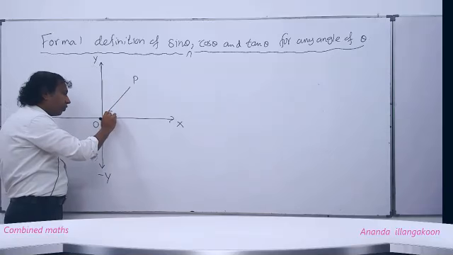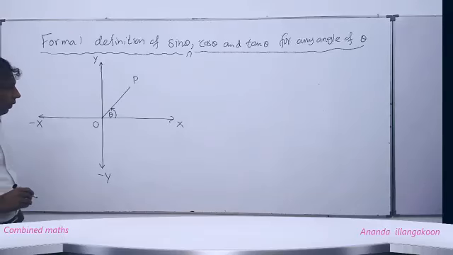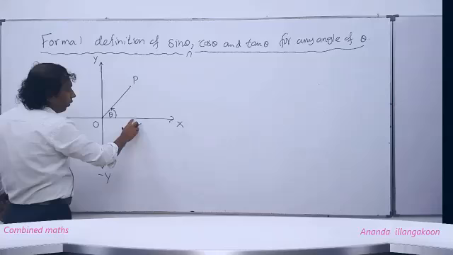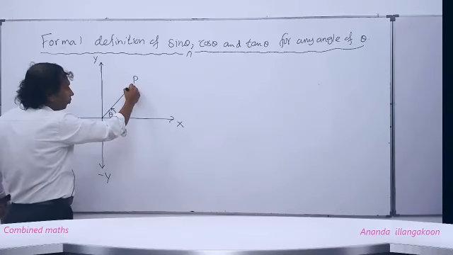It turns this way, making an angle theta anti-clockwise. Okay? Now we drop perpendiculars from this P upon this x-axis and on this y-axis like this.